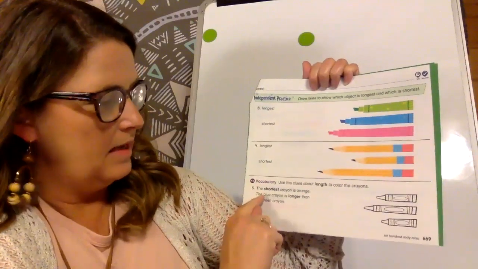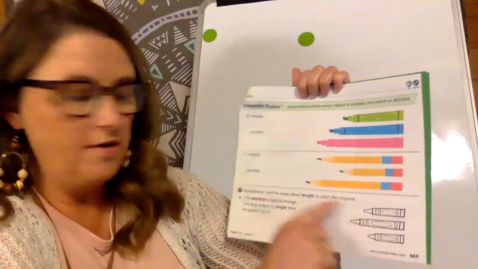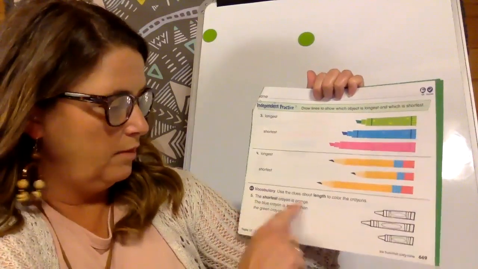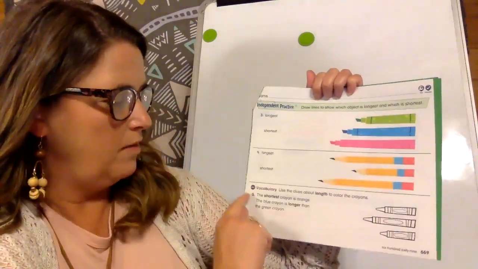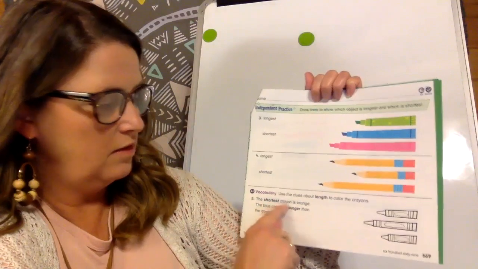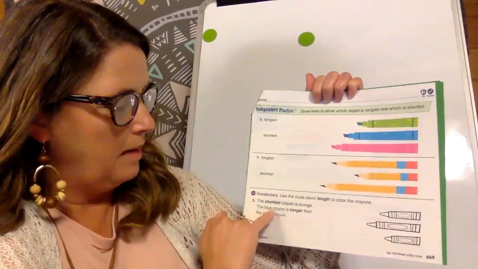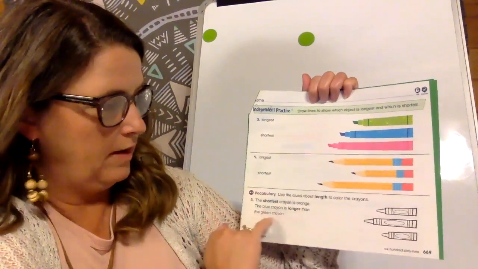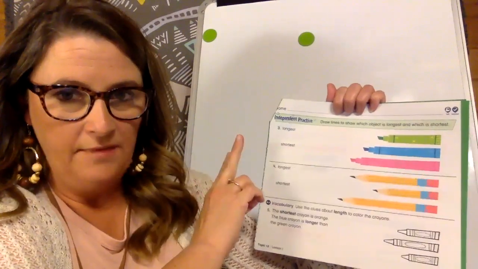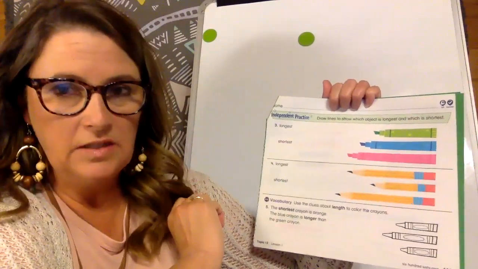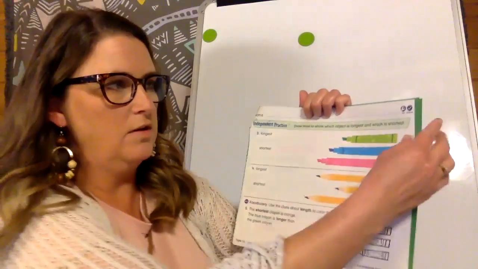Okay, then this time on number 5, it says use the clues about length to color the crayon. So you're going to need an orange crayon, a blue crayon, and a green crayon to do this, okay? It gives you some clues. It says the shortest crayon is orange, so you'll find the shortest of those 3 over there, color it orange. The blue crayon is longer than the green crayon, so you should have one colored orange already. You should have 2 left. It says the blue crayon is longer than the green crayon. So you're going to have to decide which one do I color blue and which one do I color green.